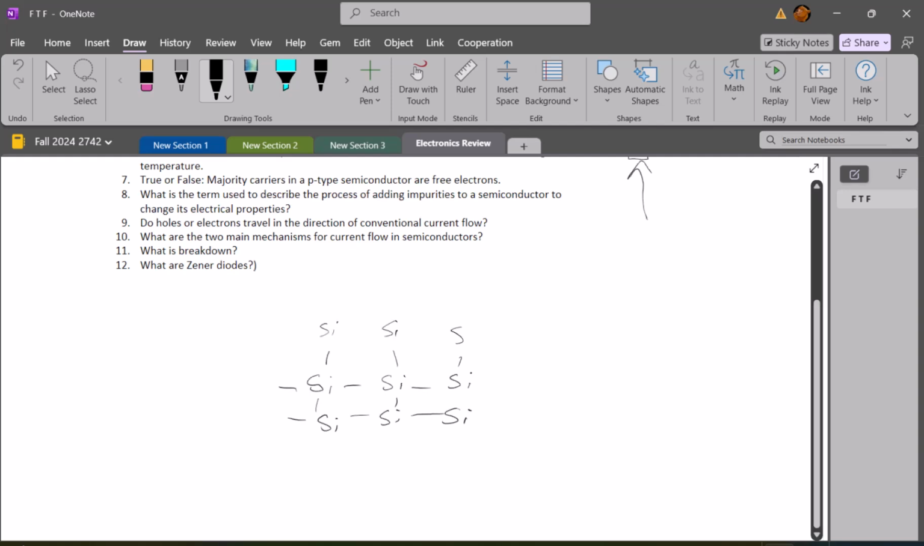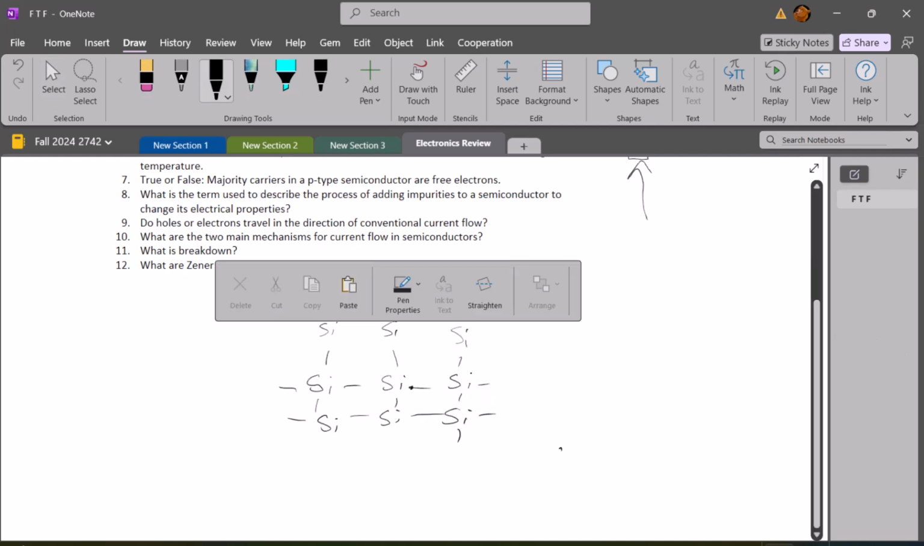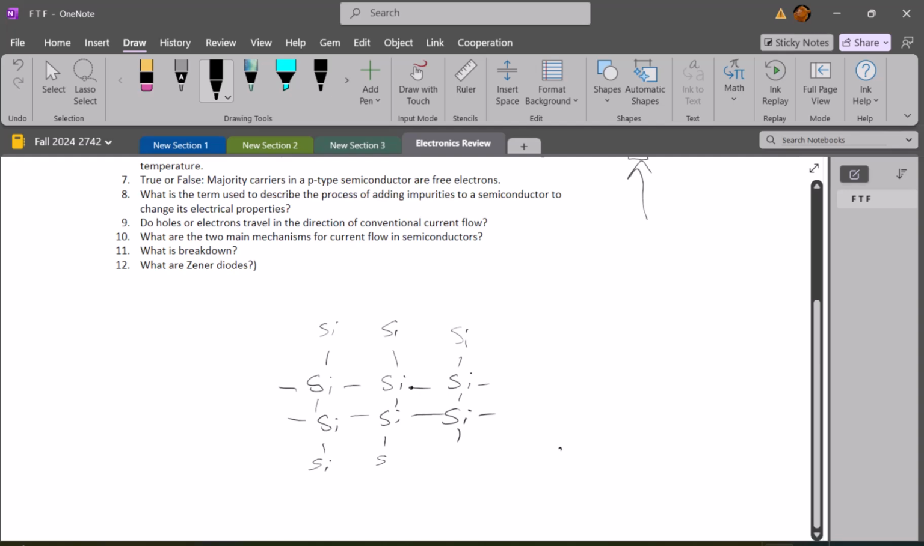And just on its own, every once in a while, one of these electrons, say the electron from this silicon, will get free and it will be able to travel around. But you'll do much better off if instead of having all silicons, you introduce an impurity, and depending on the type of impurity you introduce, it'll either introduce more holes or more electrons.